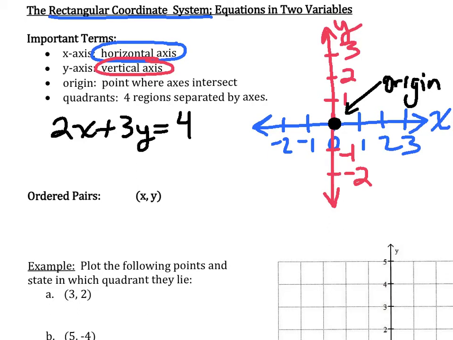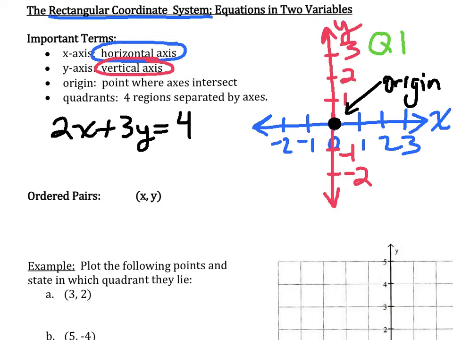Okay. One last term that we want to know is what we call quadrants, right? If you notice, these two axes have created 4 separate regions, all right? And those 4 regions are what we're going to call quadrants. Quadrant 1 is going to be considered this quadrant here. I'm going to abbreviate it with Q1. All right, it's in the upper right corner, upper right quadrant.